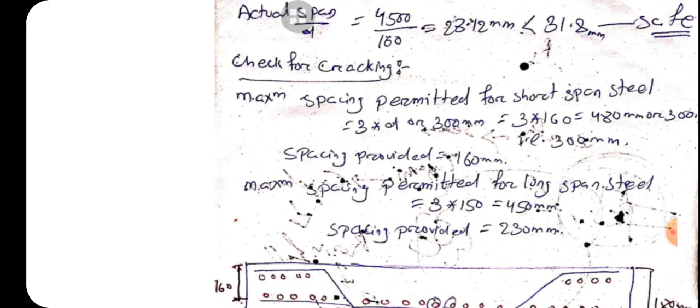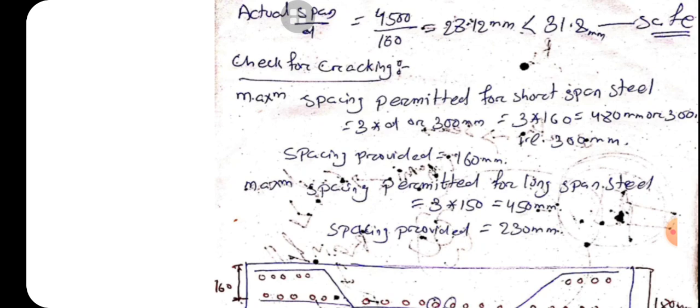Then check for cracking. Cracking is a criteria which you can make safe by providing actual spacing less than required spacing, and the maximum spacing permitted for short span, that is 3D or 300 mm, whichever is less, that is 300, the 3D means 3 times the effective depth, 3 into 160 mm 480 mm, or 300 mm, whichever is less, that is 300 mm, what spacing we have provided 160 mm, that is we are safe in cracking criteria in LX direction.